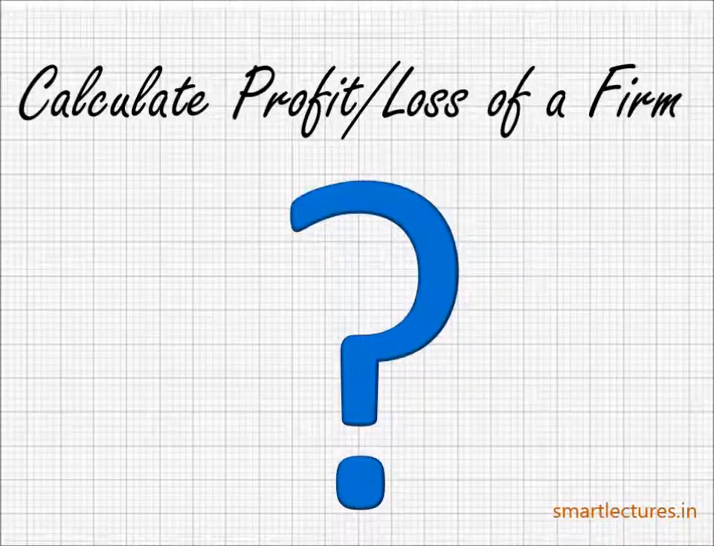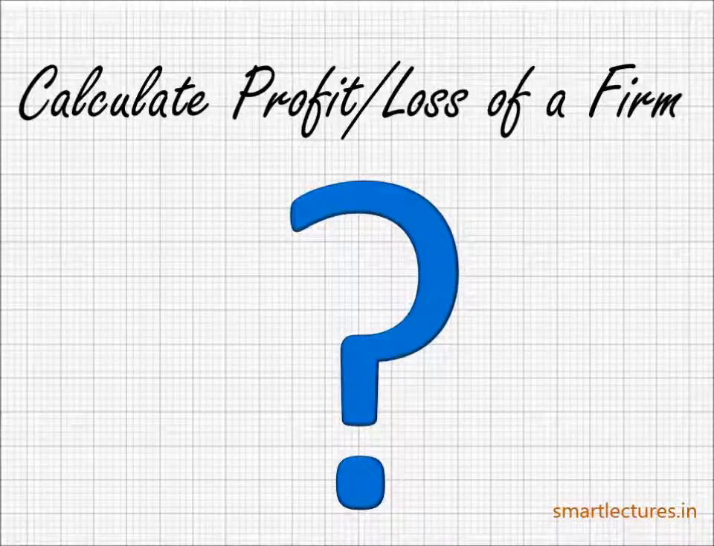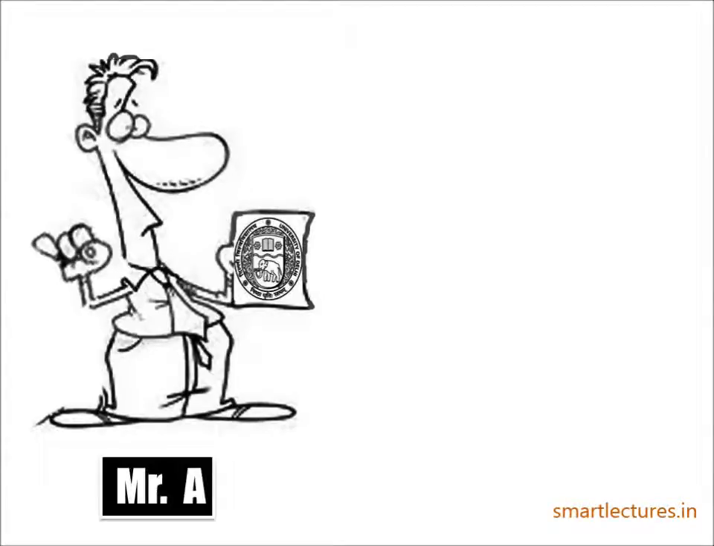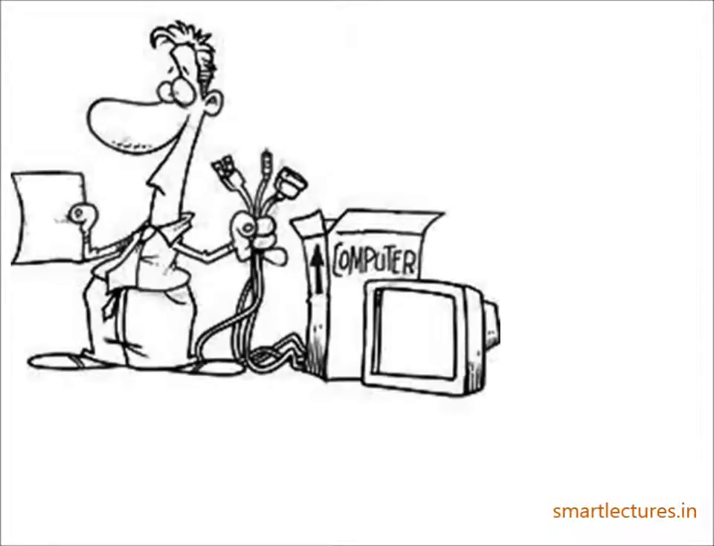Before I explain the formula, I would like to explain this concept with the help of an example. Suppose Mr. A is a fresh graduate in computer education from Delhi University. He lives in Delhi and he starts his business from his home. If anybody calls him, he can go to their home and fix the computer. This is the business of A. He is basically a computer technician.